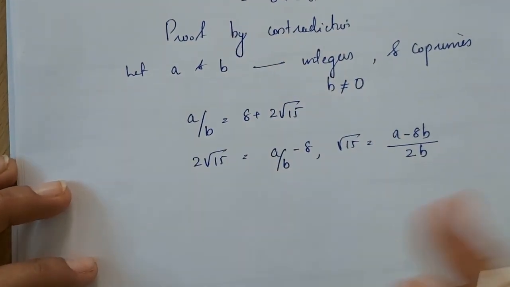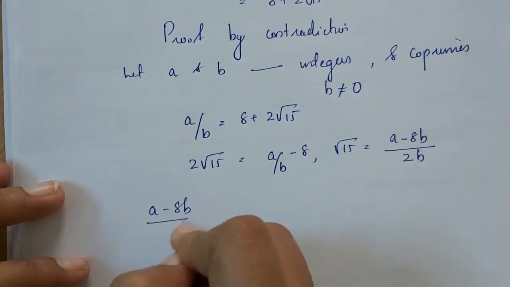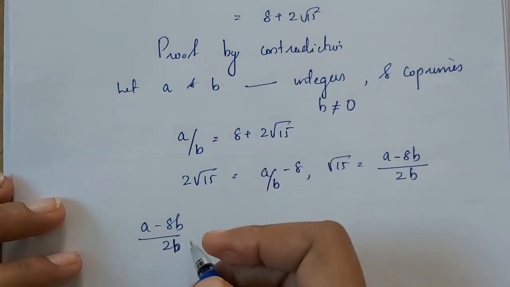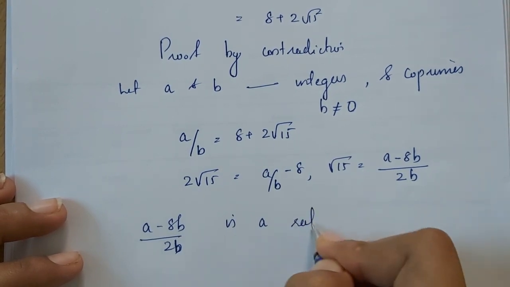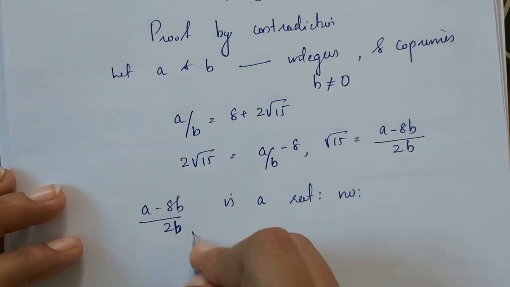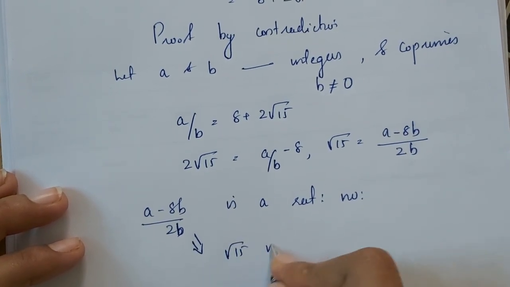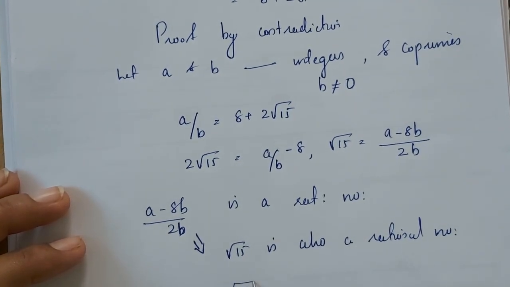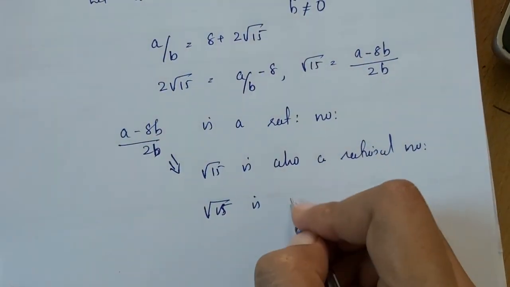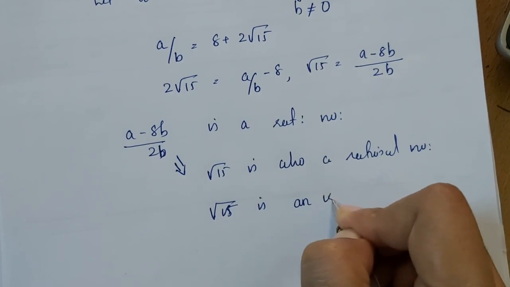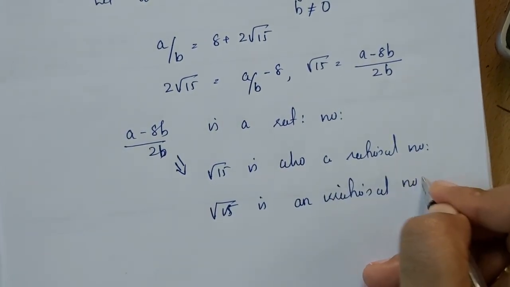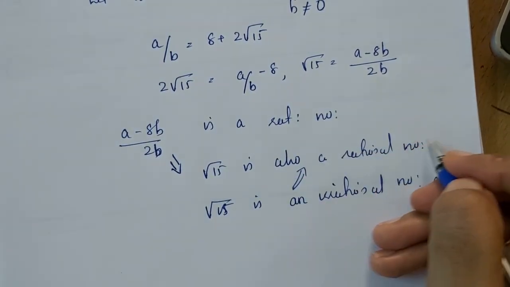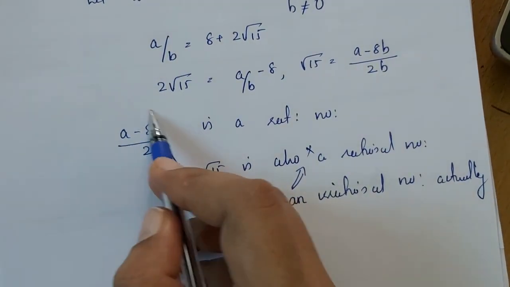Okay. (a minus 8b) divided by 2b, according to our initial assumption, is a rational number. If this is a rational number, then root 15 is also a rational number. But root 15 is actually an irrational number. So this statement is false. So this assumption is also false.